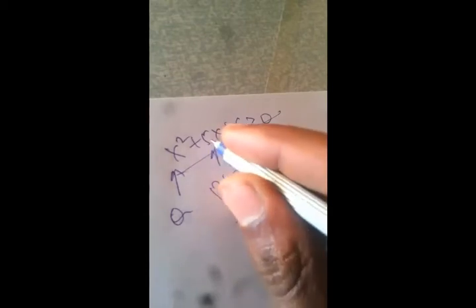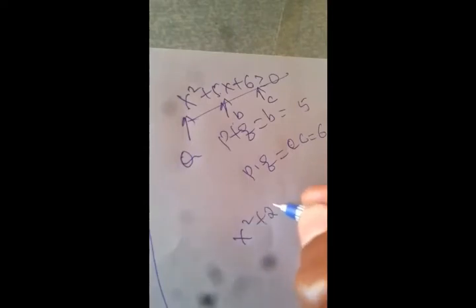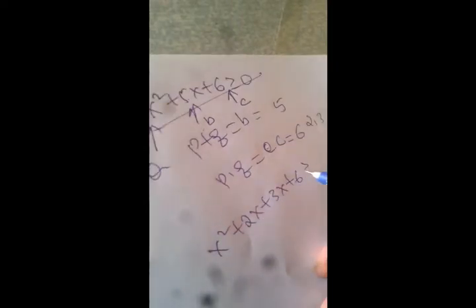The value of B is 5, and the value of A times C, where A is 1 and C is 6. Therefore 1 times 6 is 6. What are the two numbers? When you add, it will give 5, and when you multiply, it will give 6: 2 and 3. Therefore x squared plus 2x plus 3x plus 6 is greater than or equal to 0.